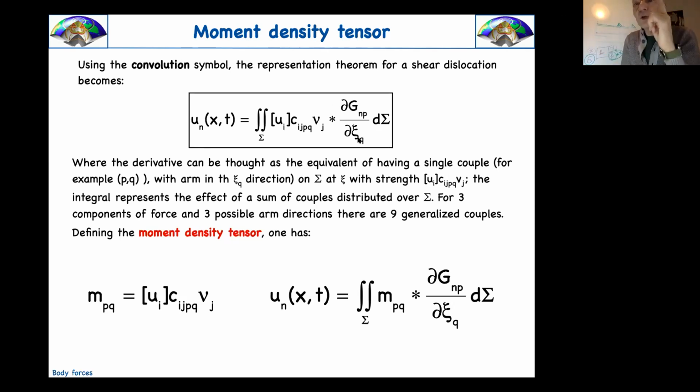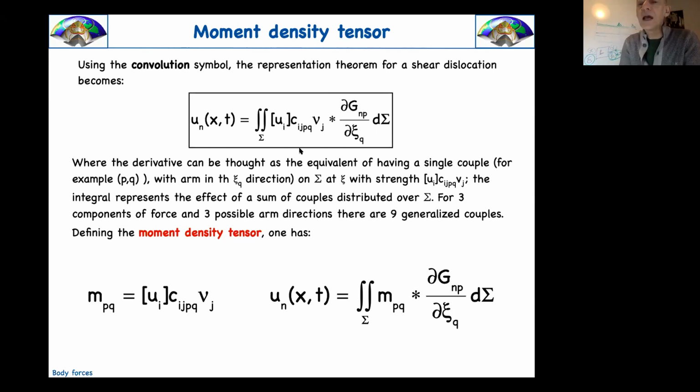Now, this term here actually is a couple. It is a couple with the force pointing in p and the arm pointing in q. So you can think about this as a distribution of couples with direction in n, in p, arm in q, and the strength is this quantity here. And it's distributed over the fault. And now, if you define this as a quantity that is called moment density tensor, then this writing becomes this. And you should ask, final thinking for today, why density?